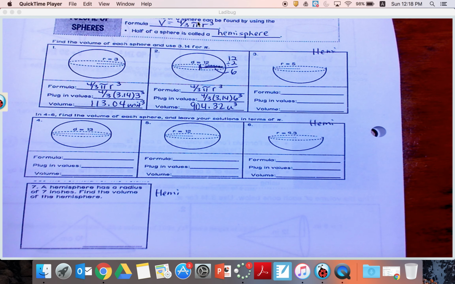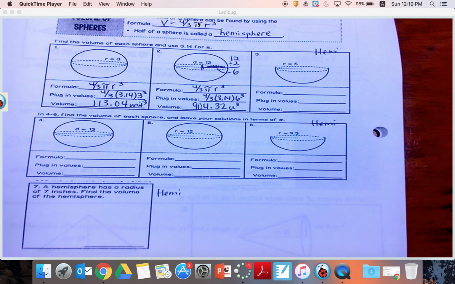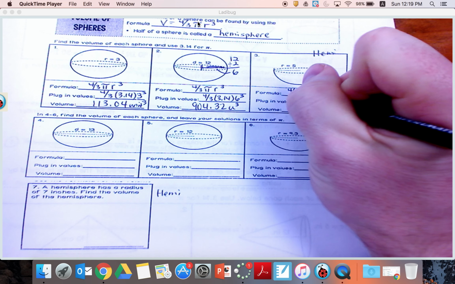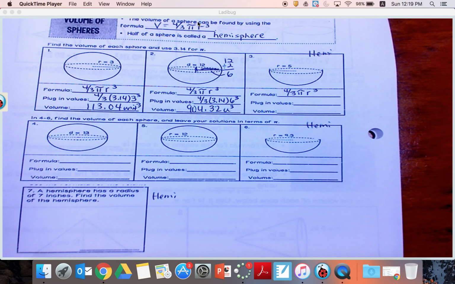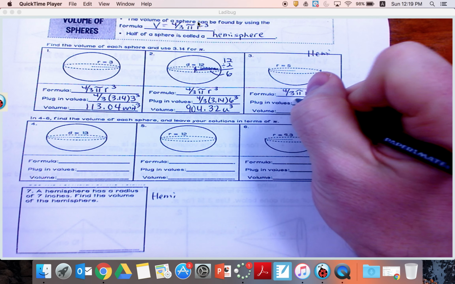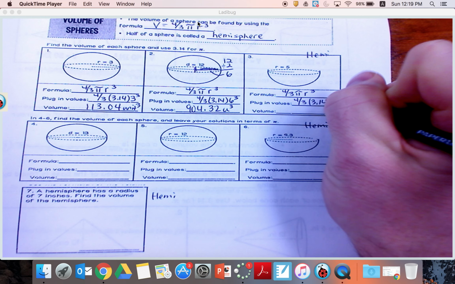And like I told you, we're going to treat it as if it is like a sphere, but then at the very end we have to divide it by 2 because we only have half of a sphere. So I'm going to use the same formula as if this was just a regular sphere. I put in what I know. I'm always going to use 4/3, and I'm always going to use 3.14.